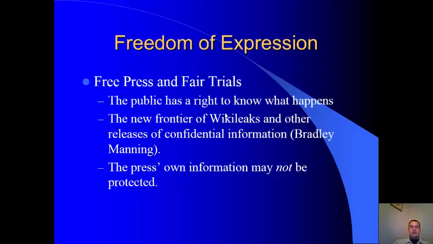Freedom of the press and fair trials. The public has a right to know what happens in government, but we have a new phenomenon with the WikiLeaks deal. Releases of confidential information through WikiLeaks and Bradley Manning. You have Edward Snowden and those leaks. The press's own information may not be protected.